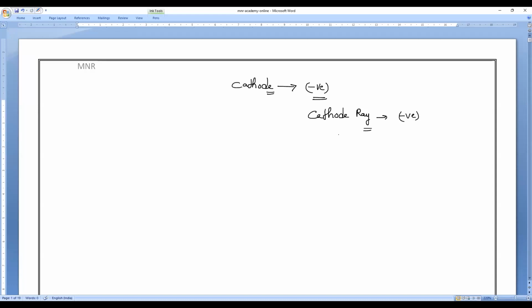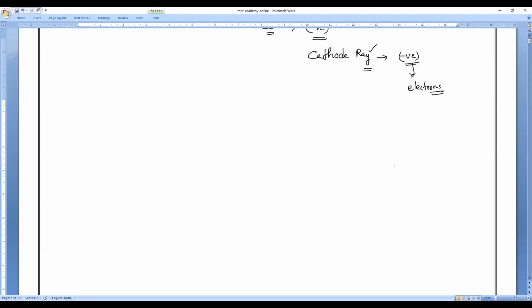So Mr. Thomson made three conclusions. The cathode rays are made up of negatively charged particles. That negatively charged particles, what do we call them, guys? Speak loudly. We call them electrons. Am I right or wrong? All of you? Nobody answering.